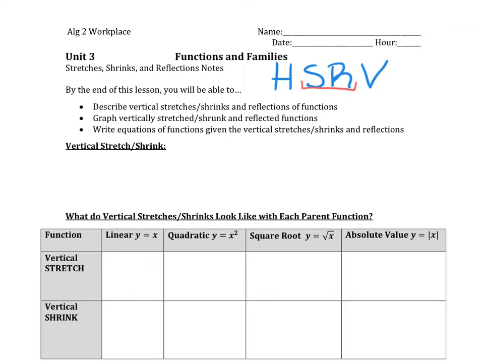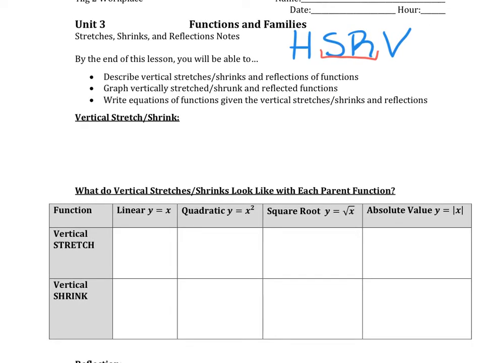So first, dealing with the S. These are vertical stretches and shrinks. So the S is for stretch and shrink, the S part of HSRV. This is when your graph gets either taller for a stretch or shorter for a shrink.